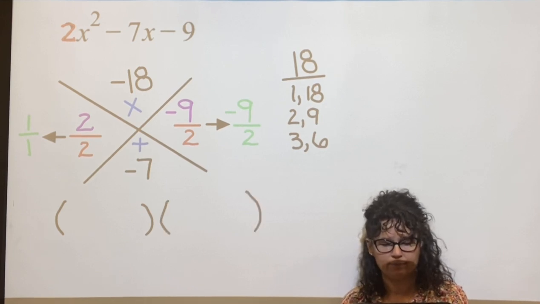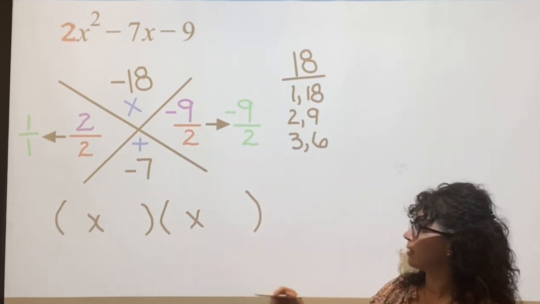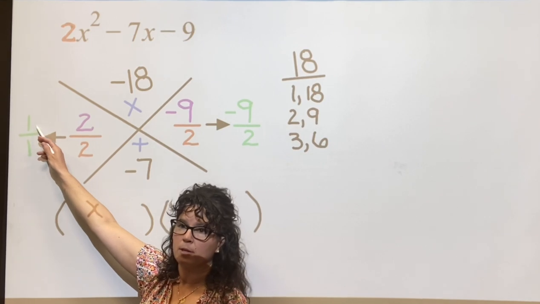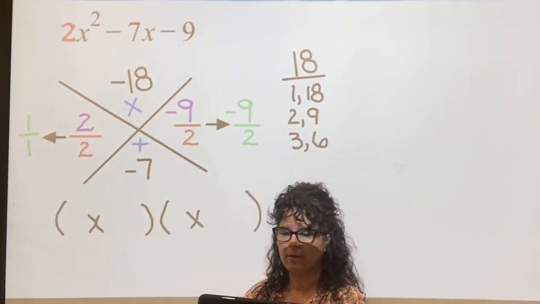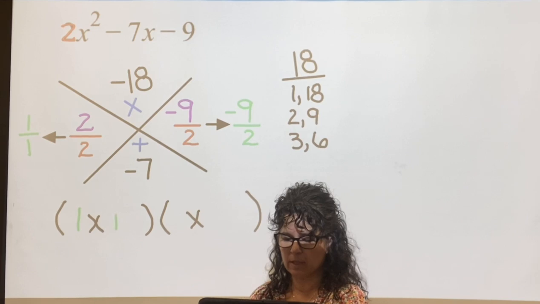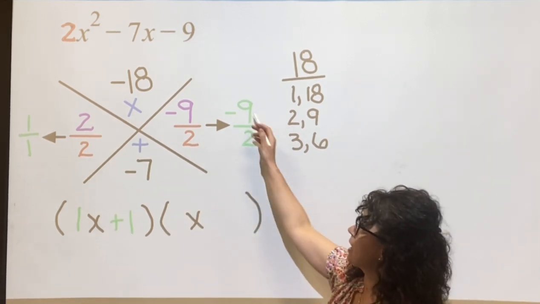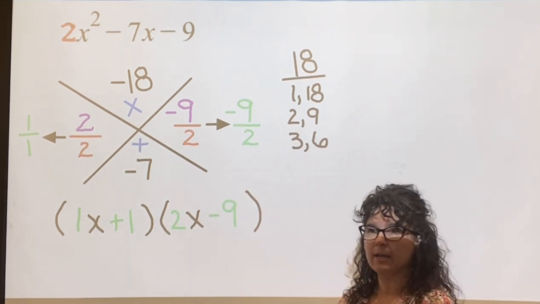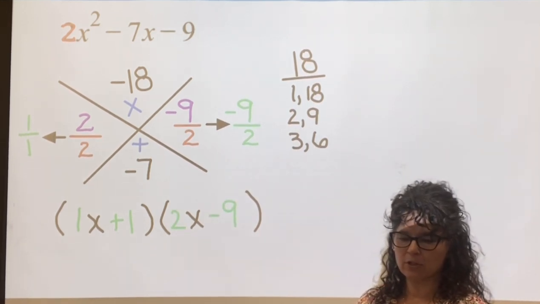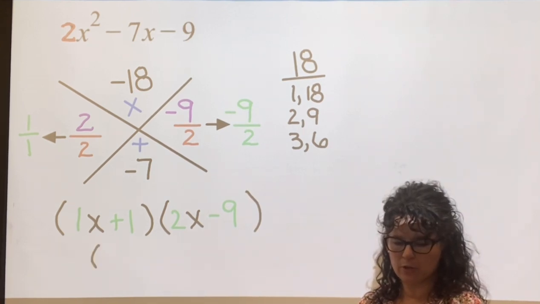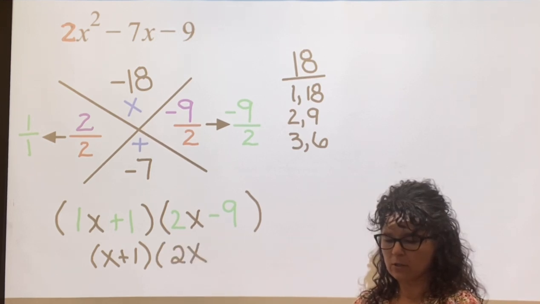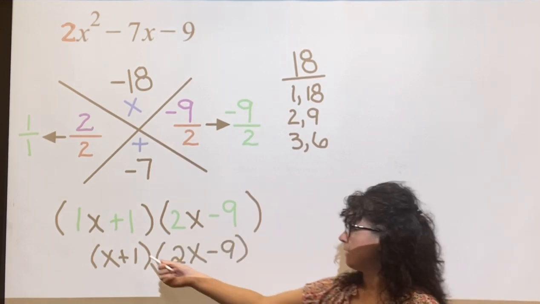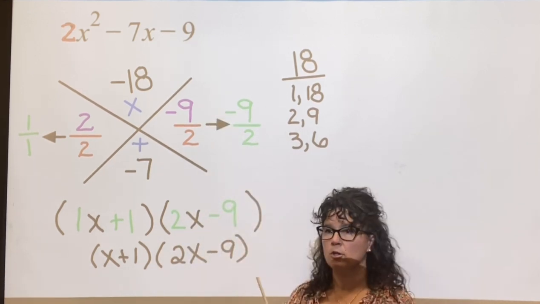We're to our final answer now. So I've got some x and some x here. x times x to get me back to x squared. Bottom in the front, top in the back. So I'm going to have 1x plus 1. Bottom in the front, top in the back. So 2x minus 9. My final answer, just simplified version, it would be better to write x plus 1 times 2x minus 9. And if you want to FOIL it back together, you can verify.